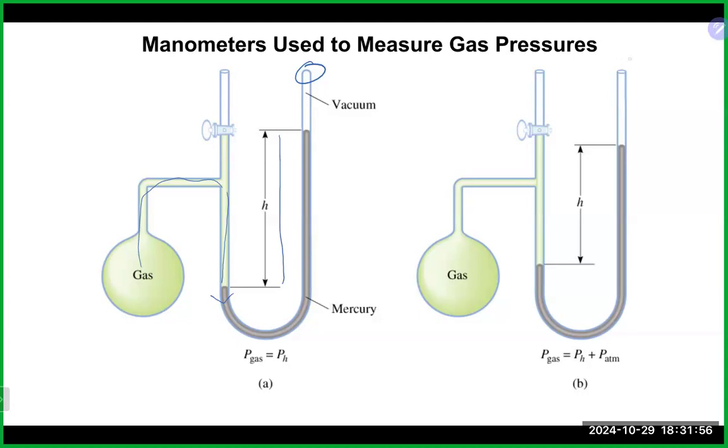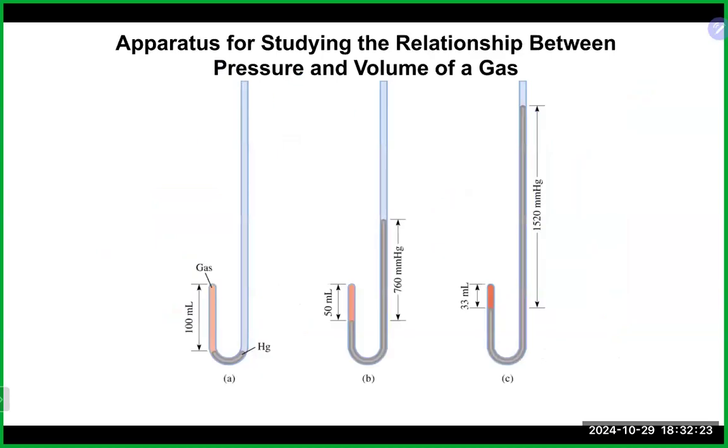In this case, it's an open situation, which means you do have atmospheric pressure pushing back down on it. So you do have to take that into account here. Same idea. You would measure the height of the mercury in the column, and you would also have to make an adjustment for the atmospheric pressure pushing back down on it. And that would get you the pressure of your gas. So those are two common types of manometers that are used.